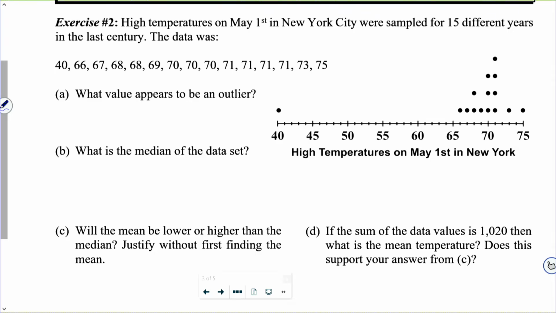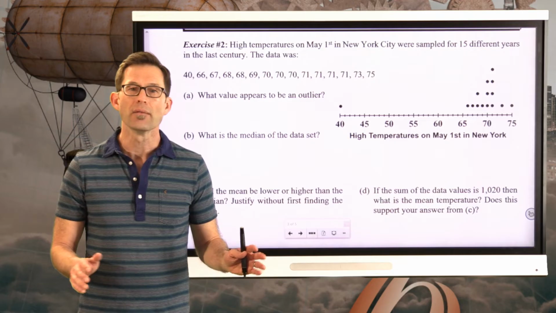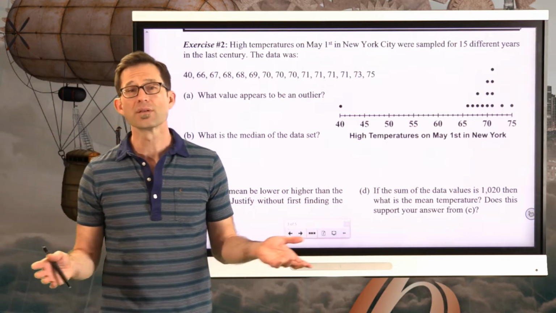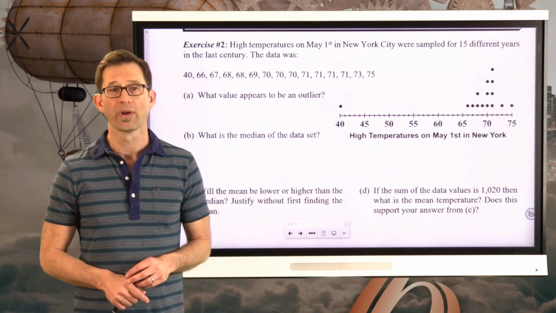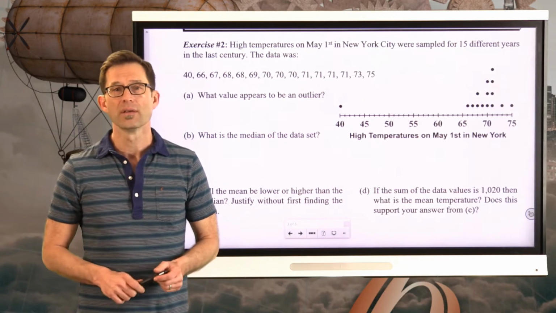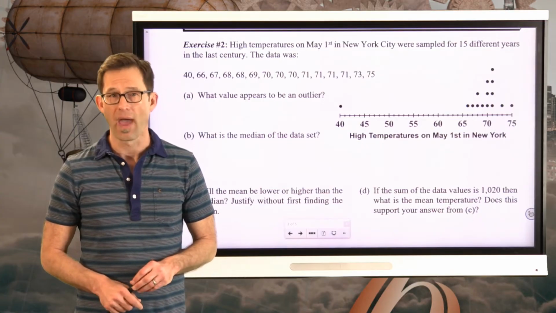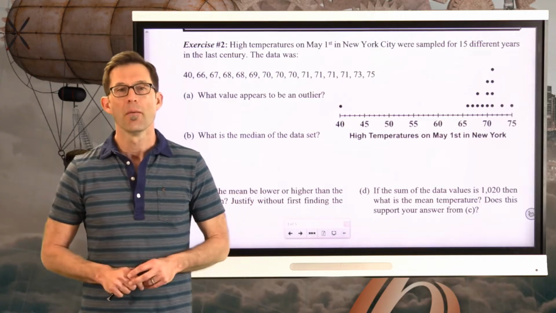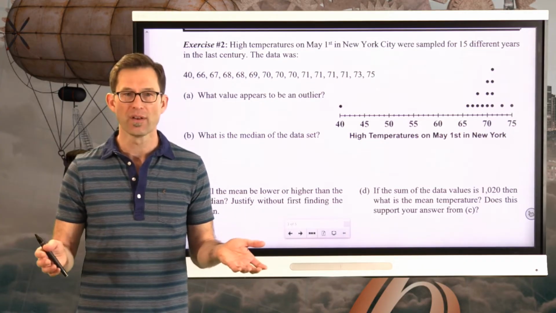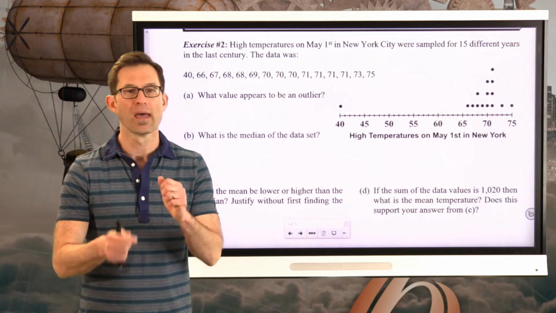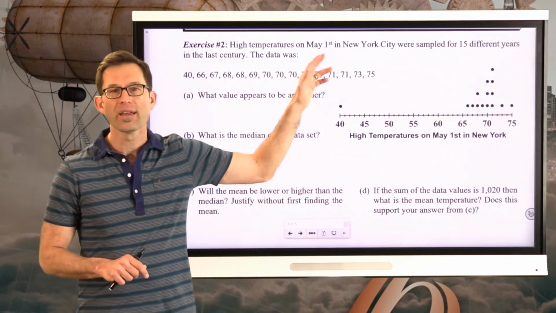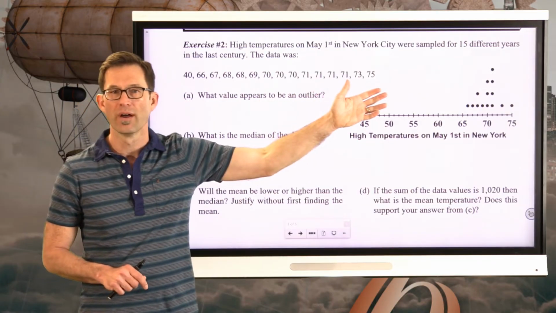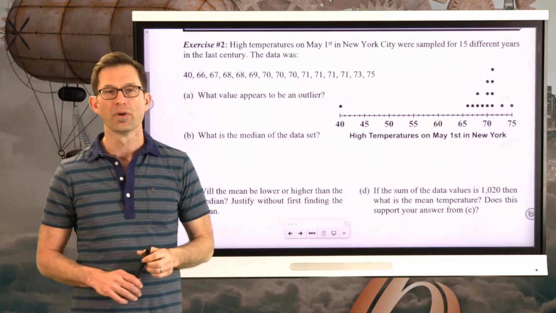Letter A, what value appears to be an outlier? Now again, before we get into this, let's frame a statistical question. Maybe the question we want to answer here is, how warm is it in New York City at the beginning of May? We often measure how warm it is by the high temperature during the day. So maybe you sample 15 high temperatures on May 1st in New York City, and here they are. Letter A, what value appears to be an outlier?